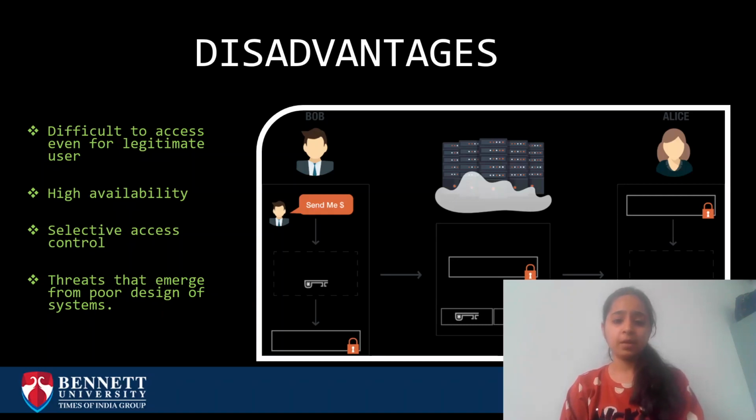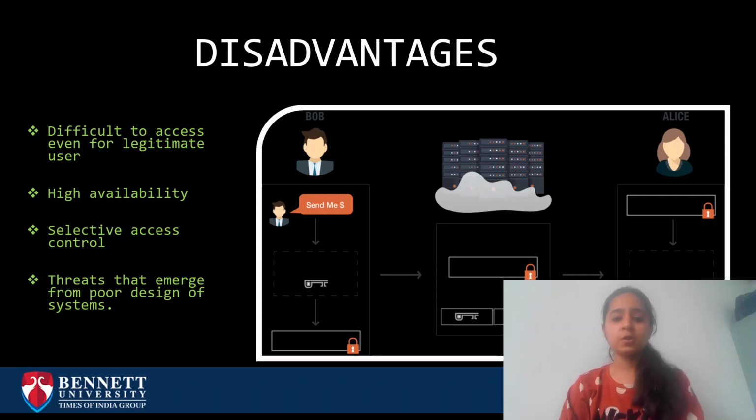High availability, one of the fundamental aspects of information security, cannot be ensured through the use of cryptography. Other methods are needed to guard against threats such as denial of service or complete breakdown of the information system. Another fundamental need of information security, selective access control, cannot be realized through the use of cryptography. Administrative controls and procedures are required to be exercised for the same.